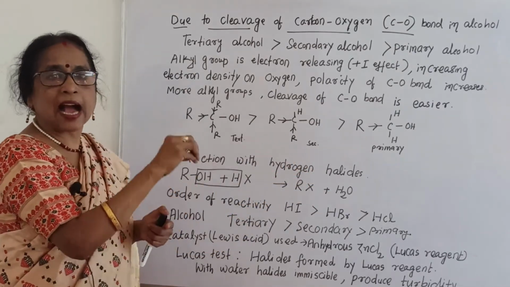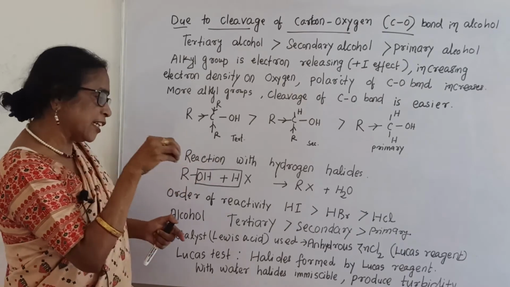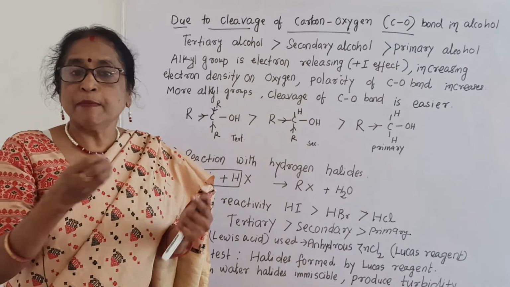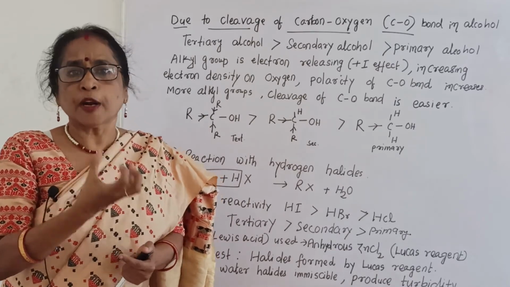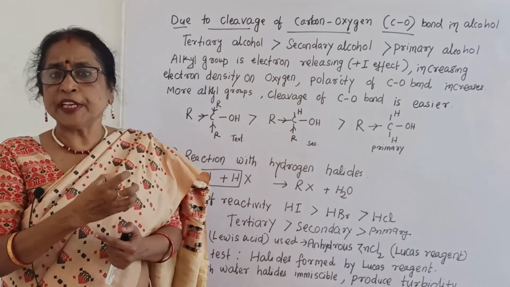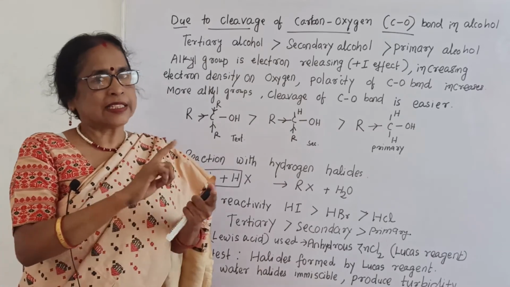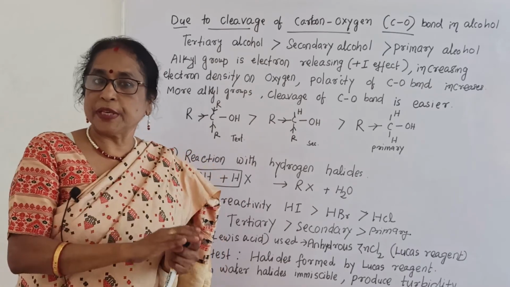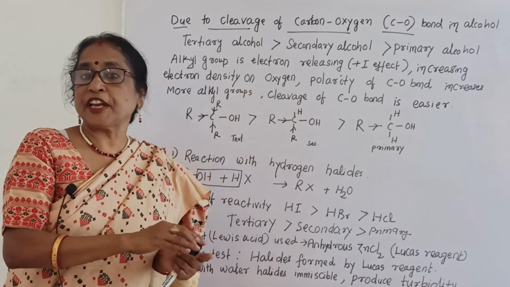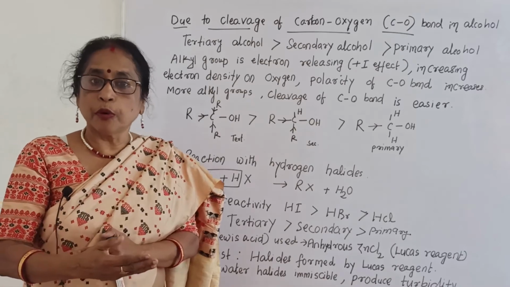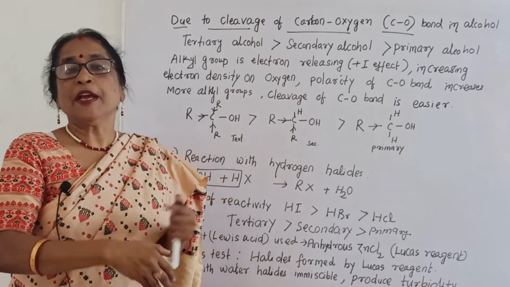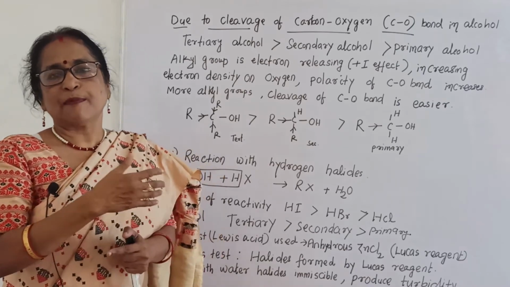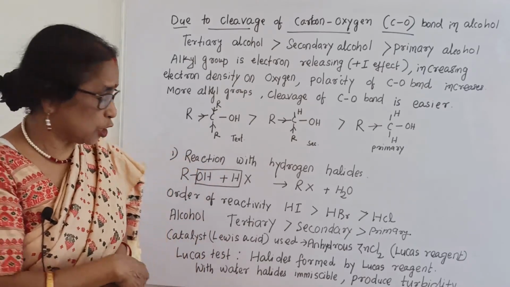These halides are treated with water and it is observed that they are immiscible. Immiscible means some turbidity is produced. But primary, secondary and tertiary alcohols do not produce turbidity at the same time and the same temperature, because tertiary alcohol is more reactive, turbidity will form immediately, and secondary and primary require some temperature.